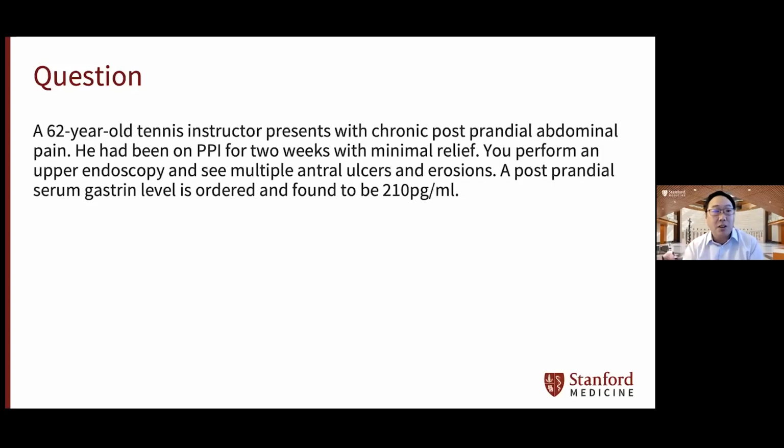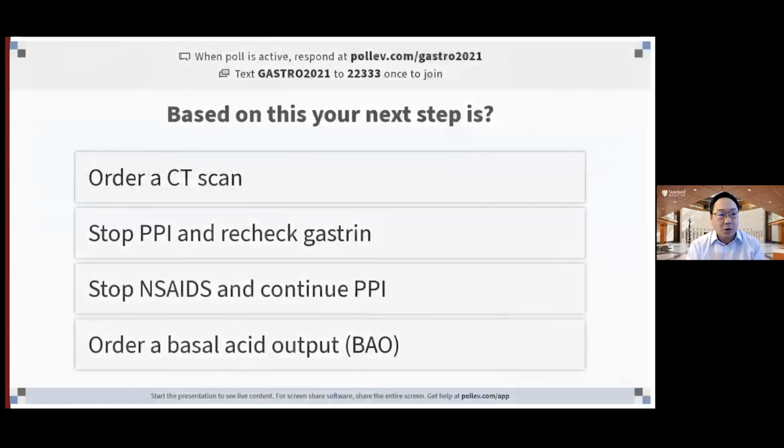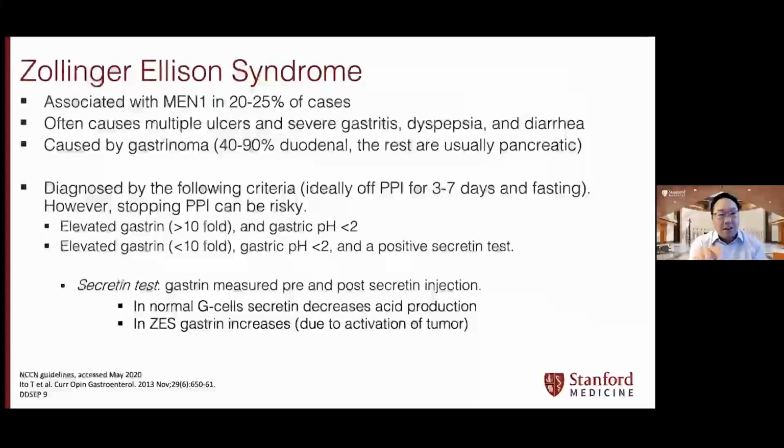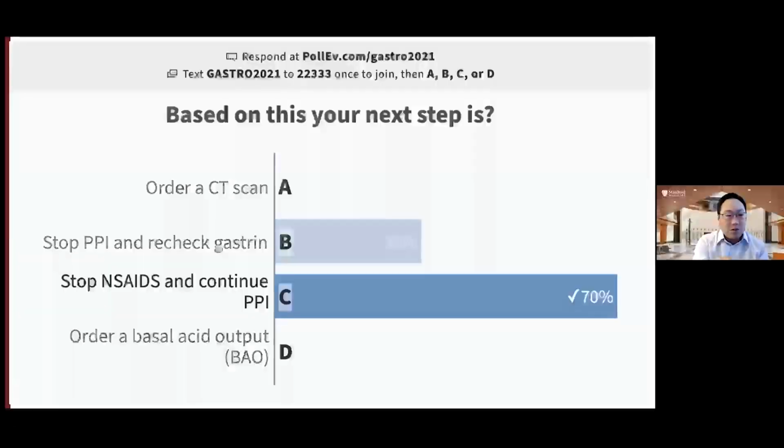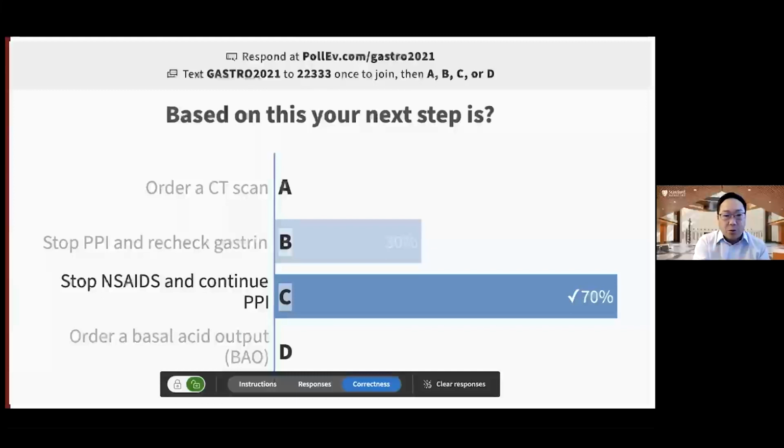And oftentimes you see ulceration well into the second portion of the duodenum where you really shouldn't see any ulcer. So let's go on to the explanation slide, or we can stop there. Actually, go back just to the questions. I just want to make sure that, so order a CT scan, definitely not. Stop PPI and recheck a gastrin. It sounds like a good answer, but it's not the correct answer.